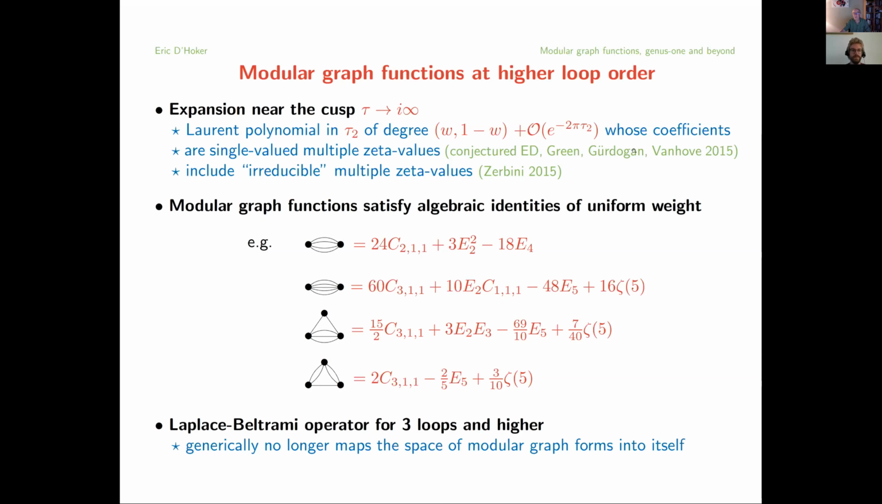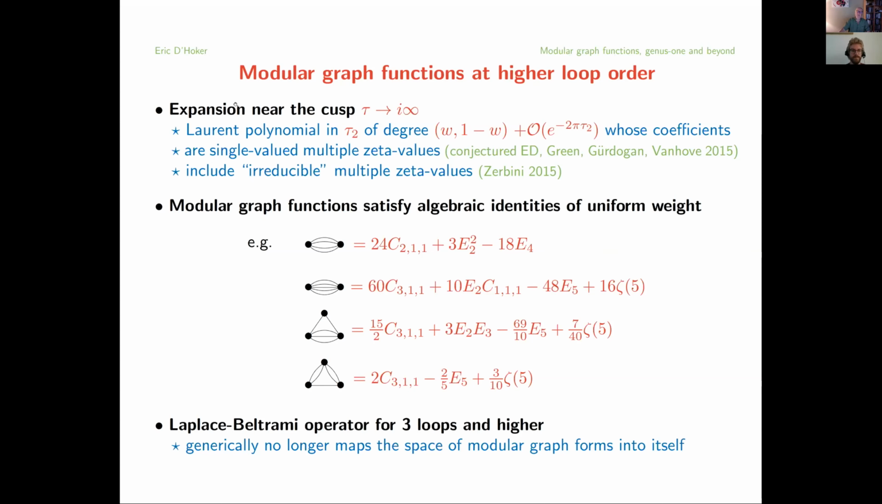This was conjectured in this paper of 5 years ago. And Federico showed in a simultaneous, in a contemporary paper, that in fact, these multiple zeta values include irreducible single-valued multiple zeta values. So it's not just powers and products of simple zeta values.